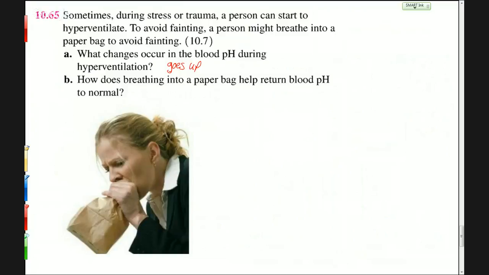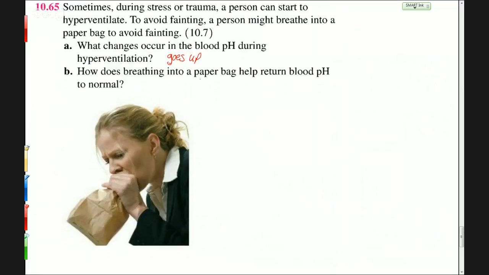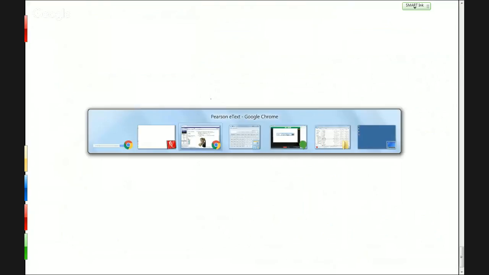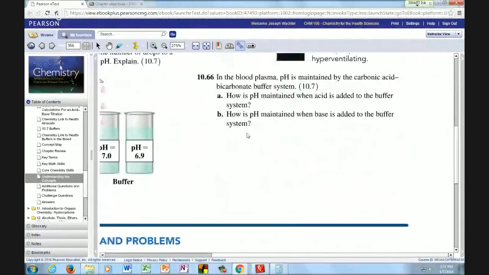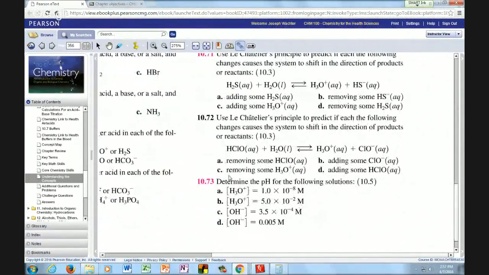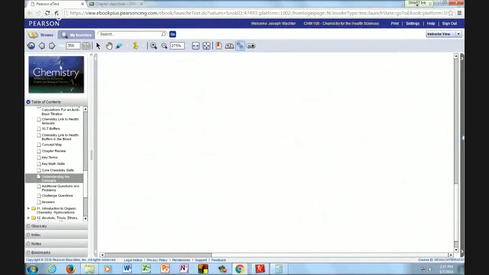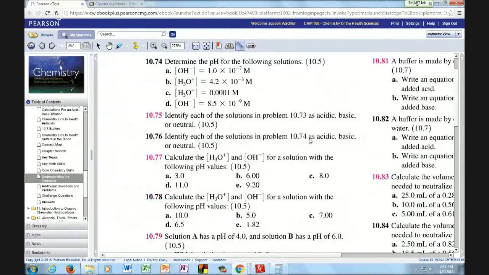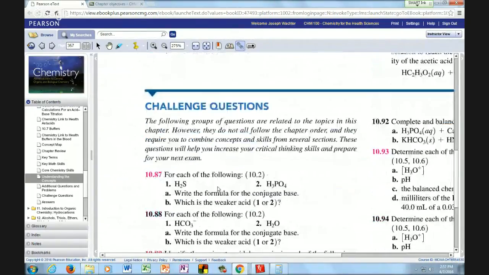Okay. All right, so that's pretty much the chapter. Let's take a look at some of these problems and practice doing some of this for a little bit before the quiz on Tuesday.